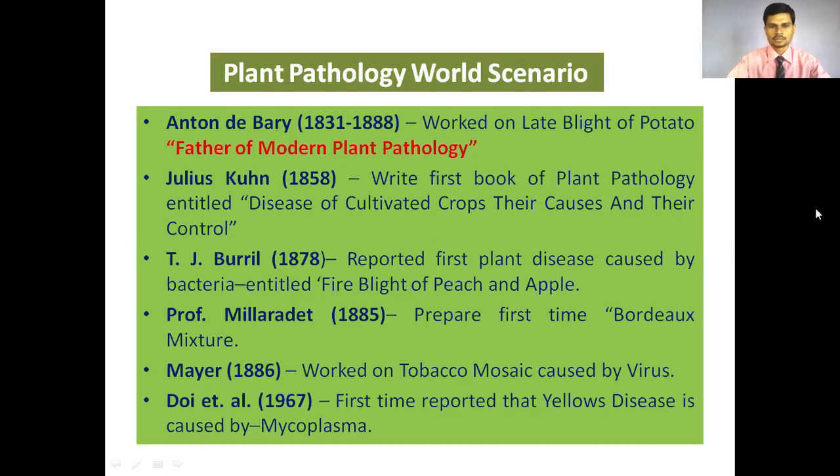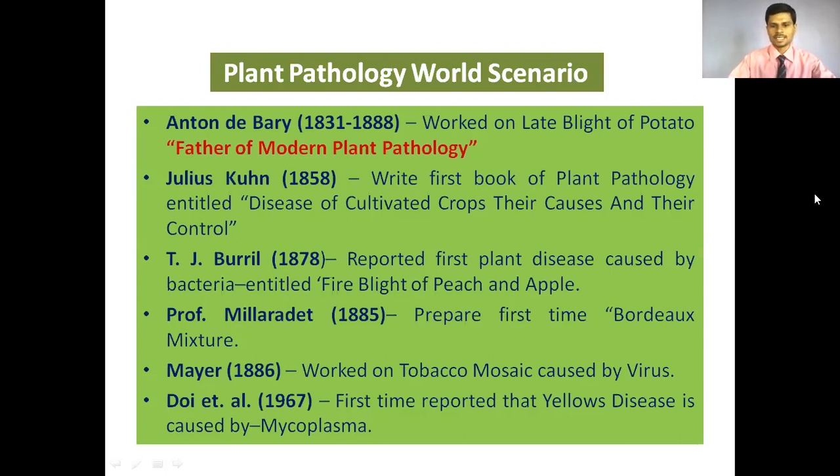Anton de Bary, called the father of modern plant pathology, worked on late blight of potato. Then Julius Kuhn wrote the famous book on plant pathology entitled Diseases of Cultivated Crops, Their Causes and Control. T.J. Burrill reported the first plant disease caused by bacteria, entitled Fire Blight of Pear and Apple.